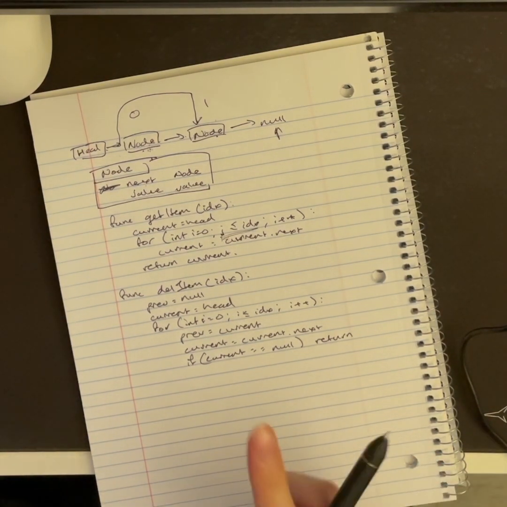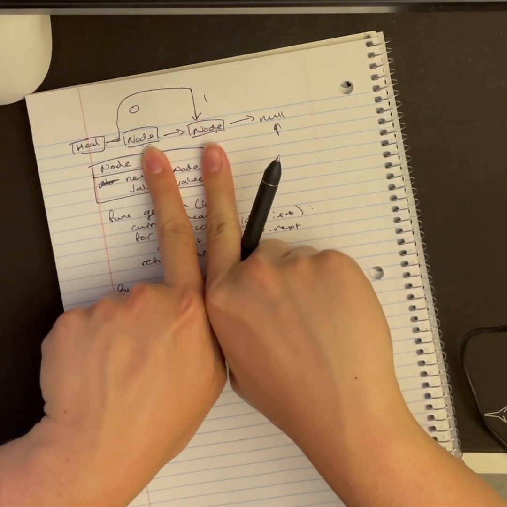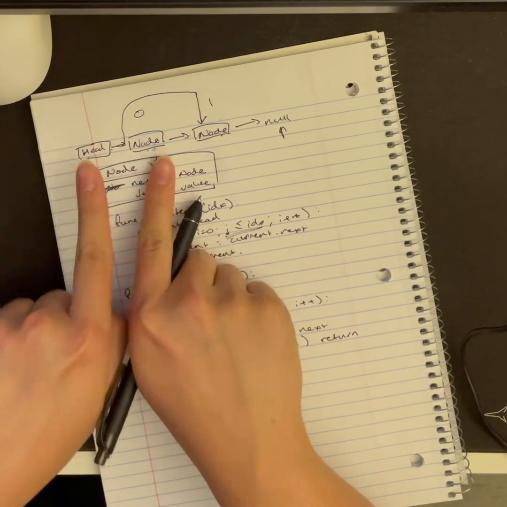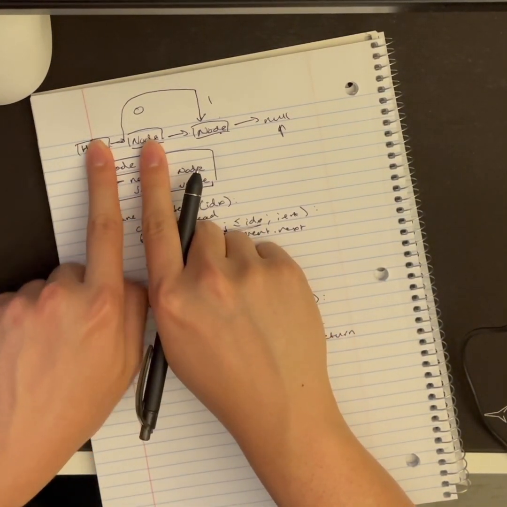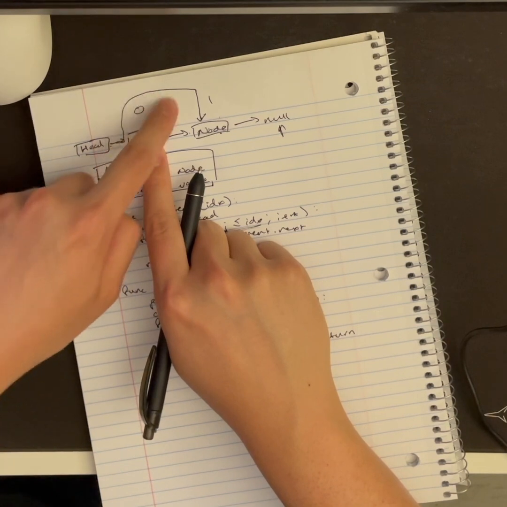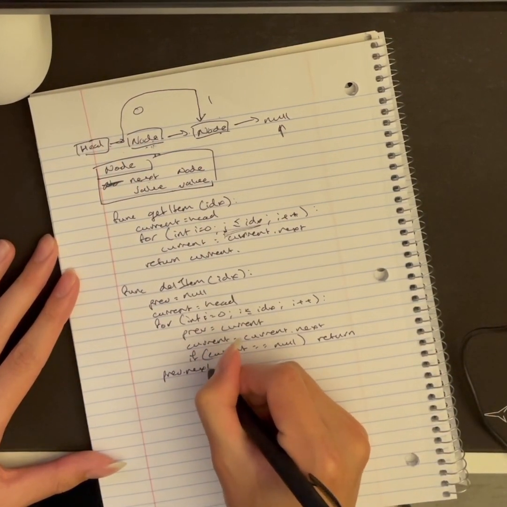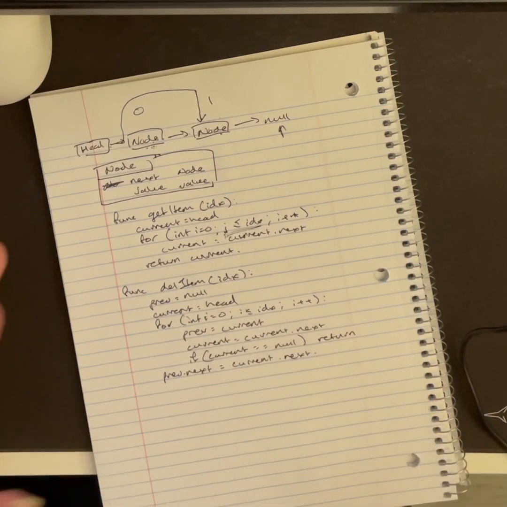So say that we have traversed to where we want to be. So this is current, this is previous. Now how do we delete it again? We set previous.next, which is this line, to be current.next. And then maybe we're done.